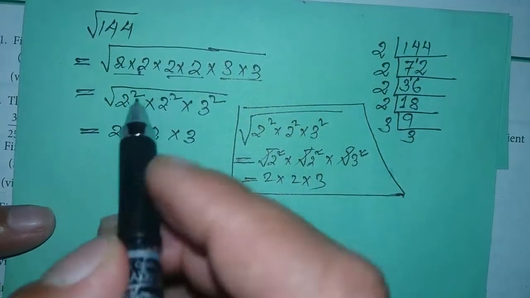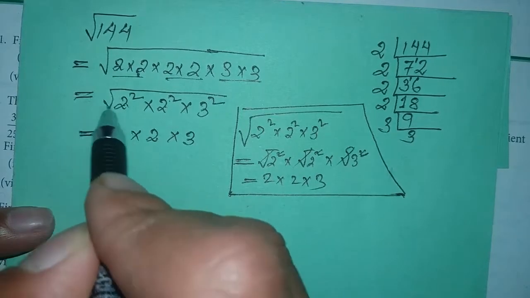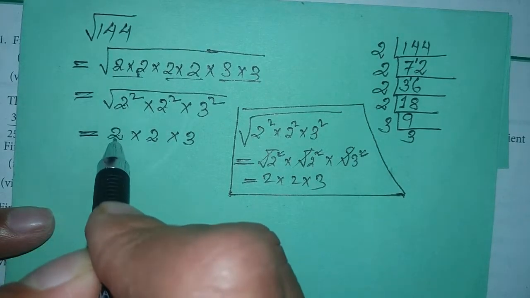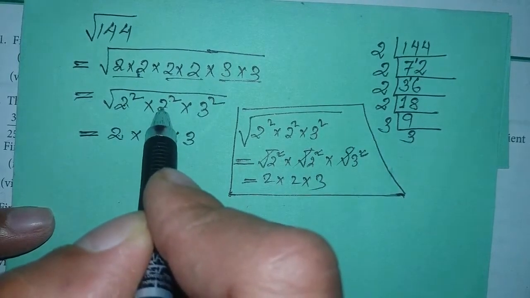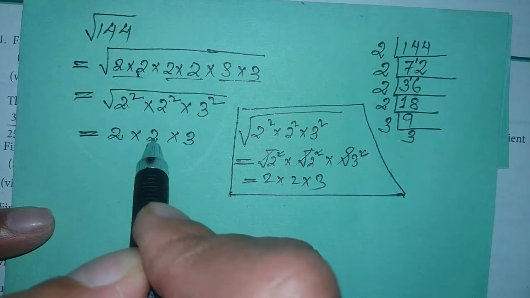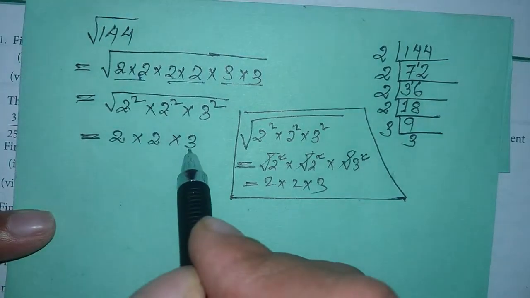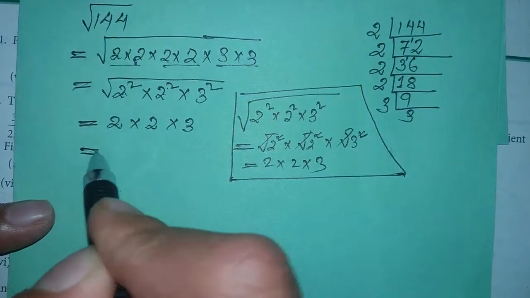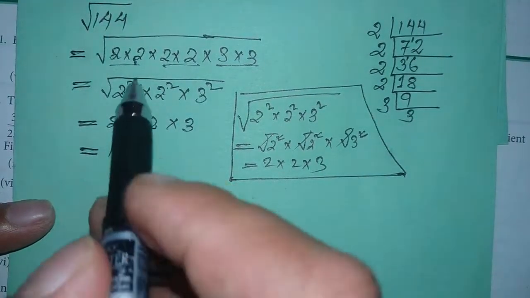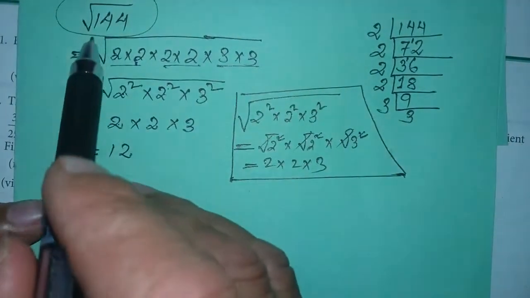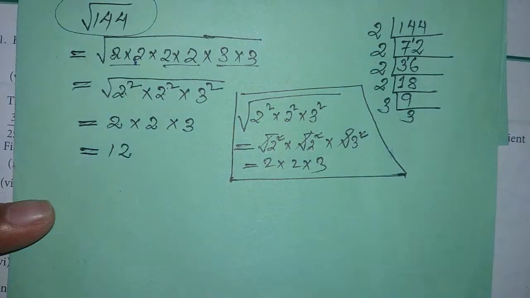You just have to remember that when there is a square, you can take it outside. So 2 square, you can take it outside, so square vanishes, no more square. This 2 square, take outside, no more square. 3 square, take outside, no more square. Now this is 2 2s are 4, 4 3s are 12. So the answer is square root of 144 is 12. Okay, another.